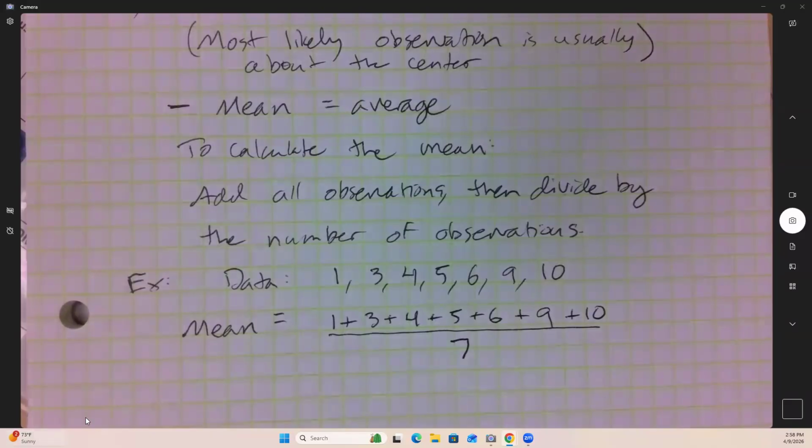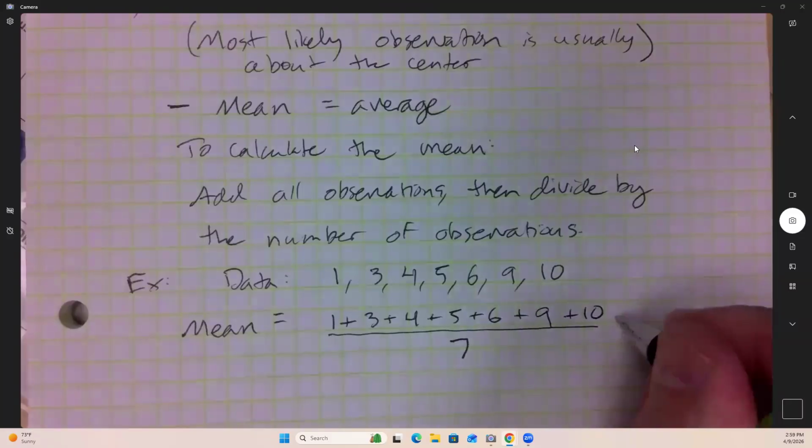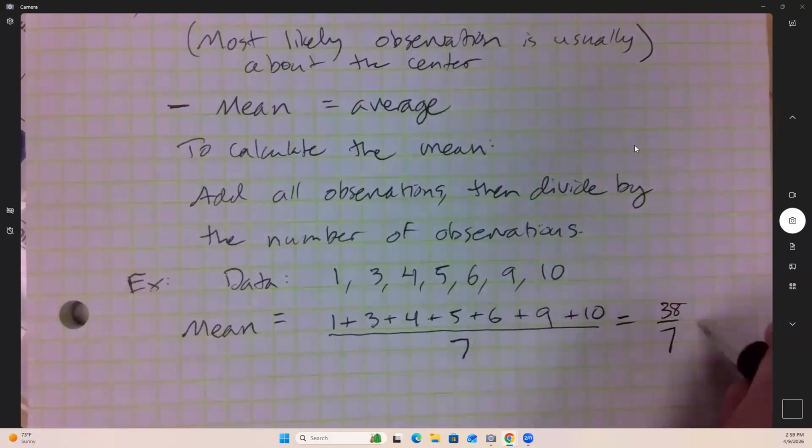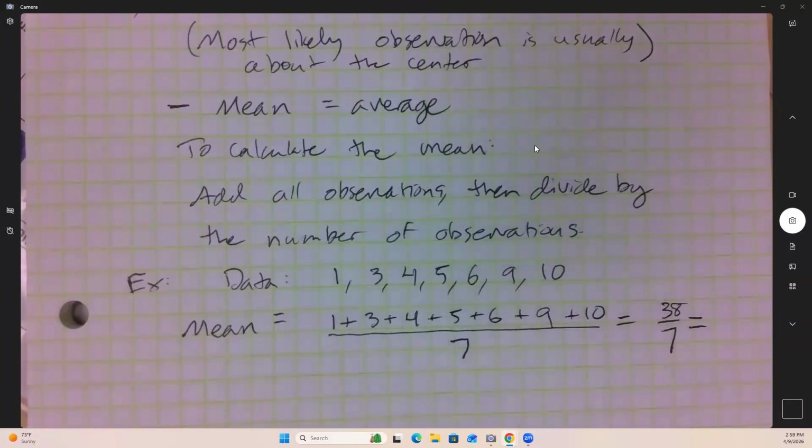Let me do that real quick. I'm just over here in R using it as a calculator. So that's 38 divided by 7, which is 5.43.